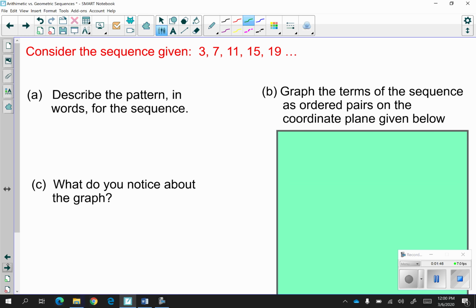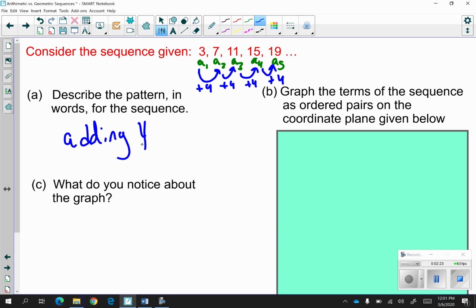So let's look at this sequence now. We have a sub 1, your first term, a sub 2, a sub 3, a sub 4, and a sub 5. Sub just stands for subscript. Now, maybe you found the pattern in this sequence, and the pattern is that each time you are adding 4. And the adding 4 works for everything. So the pattern in words is adding 4 each time.